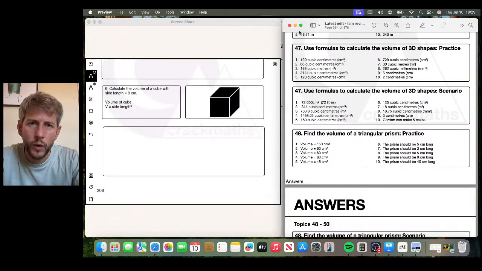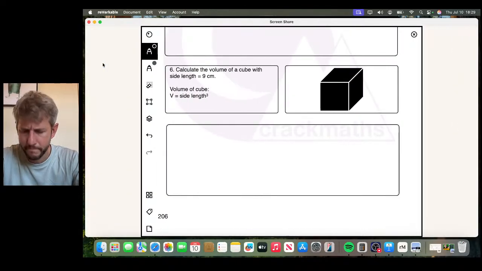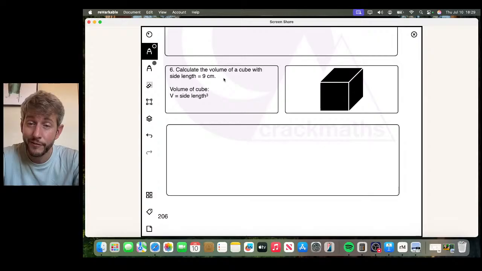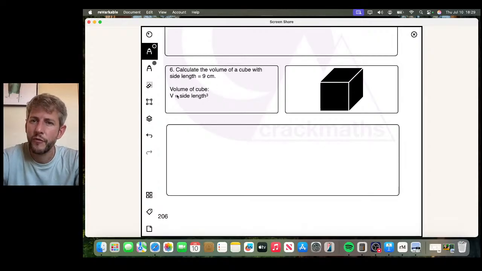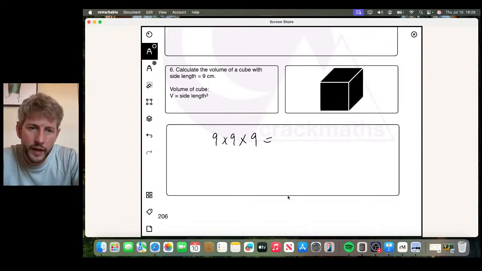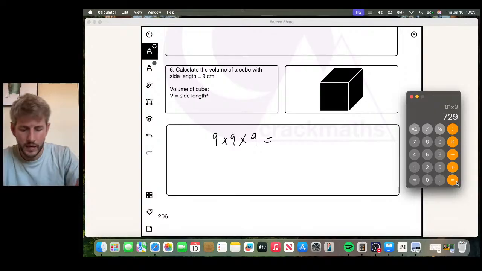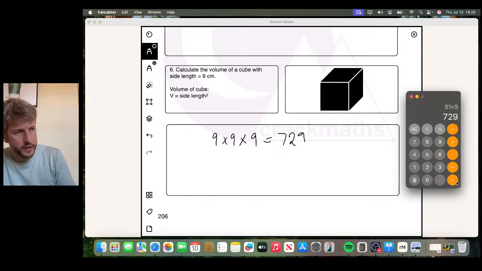And here we go, we've got question 6. This is going to be calculate the volume of a cube with side length 9 centimeters. So the volume of the cube is given by V equals side length cubed. Okay, so that just means 9 times 9 times 9. Okay, and we can do that on the calculator. 9 times 9 is 81, so then we can just do 81 times 9. And that equals 729 centimeters cubed.